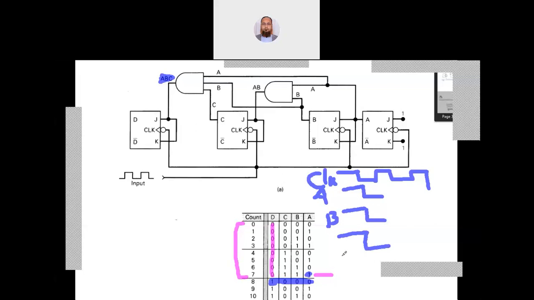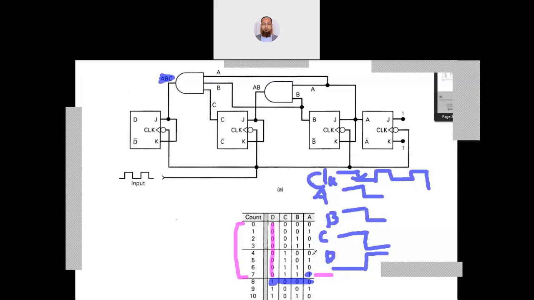And when all these three were high and D was low, okay, so all three were high and the clock comes, so what will happen? These three, A, B, C, were 1, and the clock comes, so D will change to the high state. So this is how it happened in this transition point.